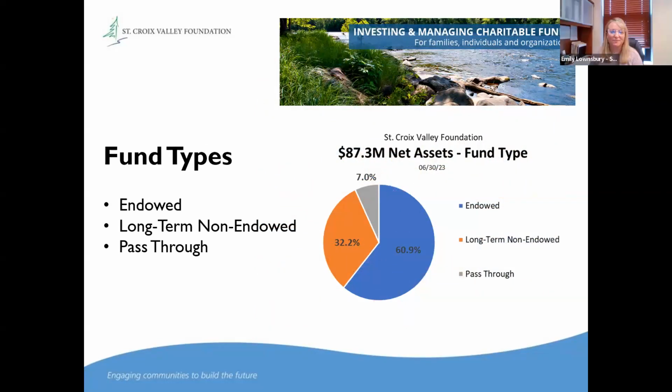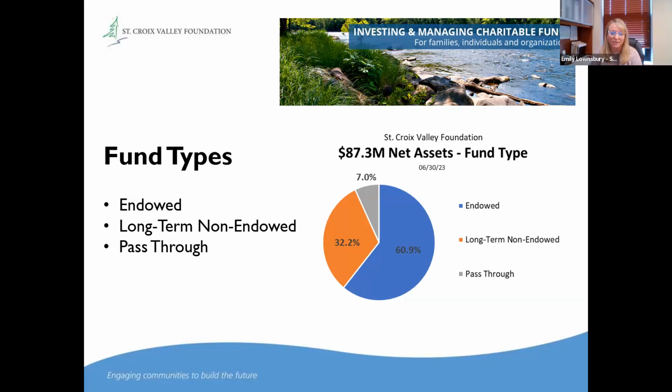Yes, thank you. So in an effort of time, I'll go relatively fast. I have a lot of information to cover, but I'll go pretty quick. Please chime in if you have questions. And of course, we'll leave time at the end for questions too. But let's take a quick look at St. Croix Valley Foundation assets and our fund types.